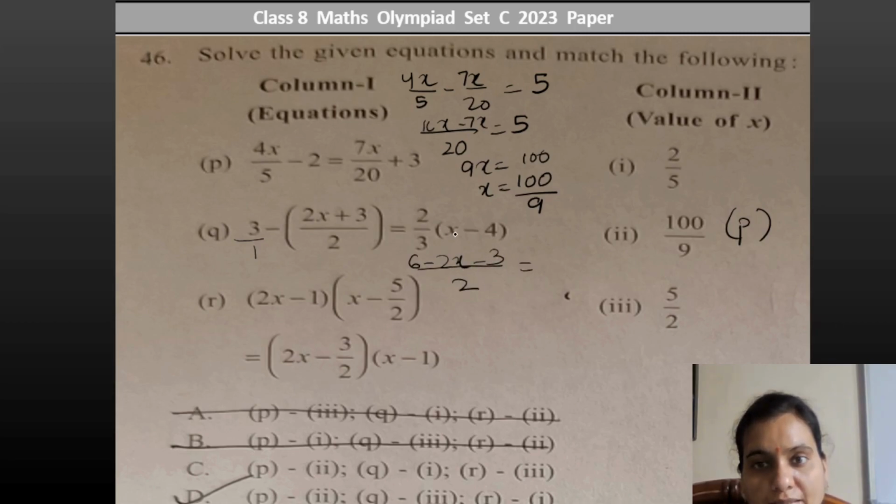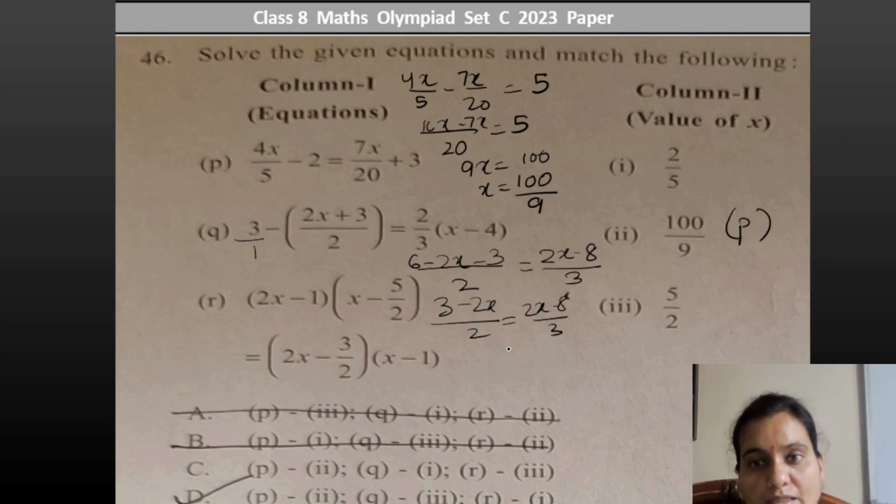Now I will add this 2, which is the numerator, to whatever is there in the numerator. So the right hand side will become 2x minus 8 by 3. So 6 minus 3 is 3. So 3 minus 2x by 2 is equal to 2x minus 8 by 3.